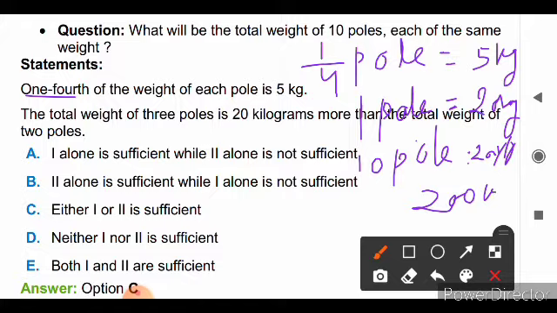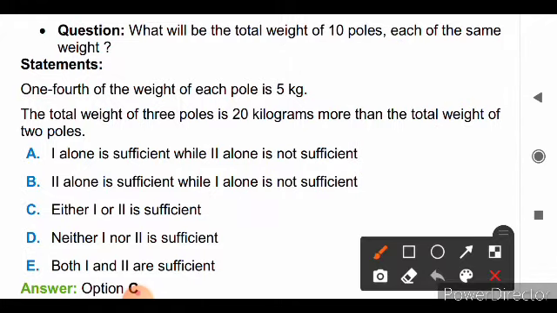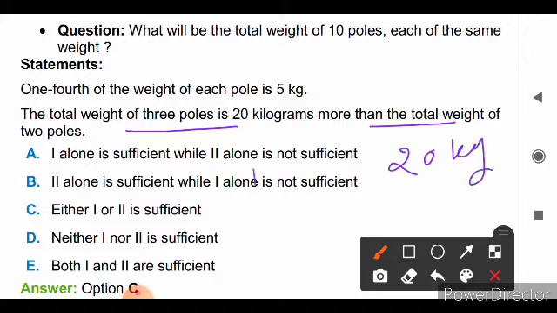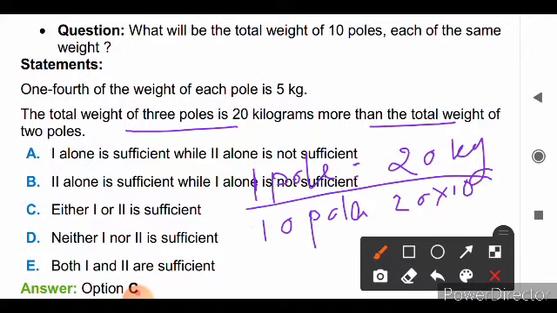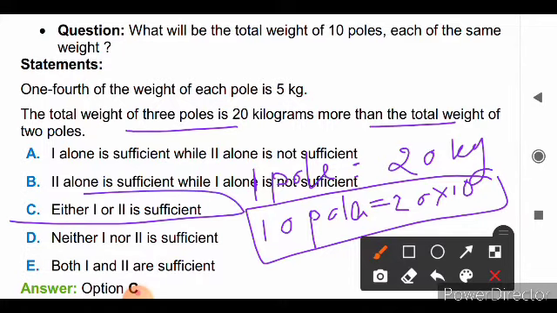Then from statement 2, weight of each pole is equal to weight of 3 poles minus weight of 2 poles. So from statement 2, weight of 3 poles minus weight of 2 poles is 20 kilograms. So the weight of 1 pole will be 20 kilograms. Then from here the weight of 10 poles will be 20 multiplied by 10. So the weight of 10 poles will be 200 kg. So we can say either 1 or 2 is sufficient to answer the question. So the right answer is option C.